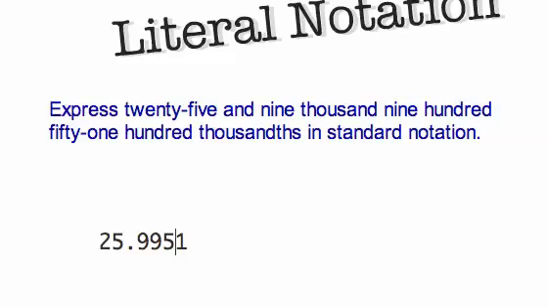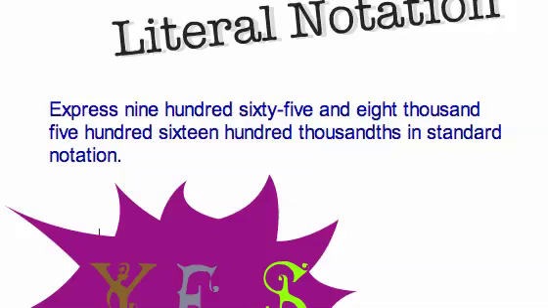So I can't pop the 0 in here, or anywhere else, because if I pop the 0 in here, we're going to get 99,501 hundred thousandths, which is not the same number, because they said 9,951 hundred thousandths. So to make sure the 1 is in the 100,000ths place, without disturbing this number, we have to put a 0 in front. And that's all there is to it.